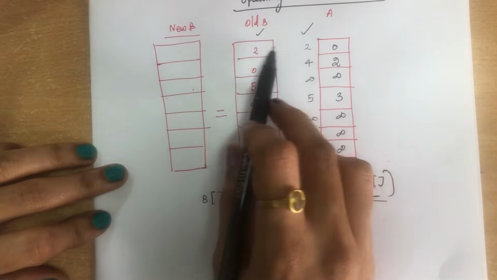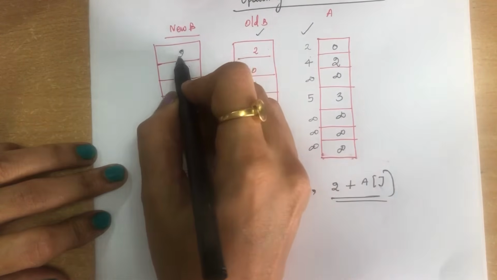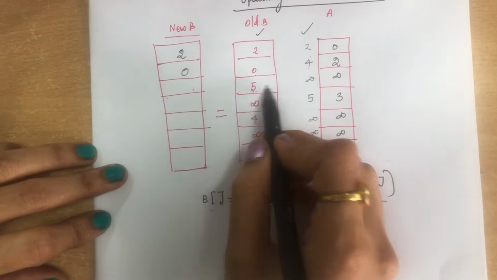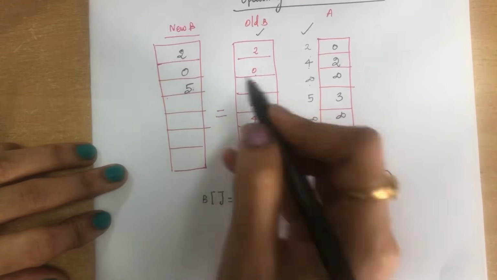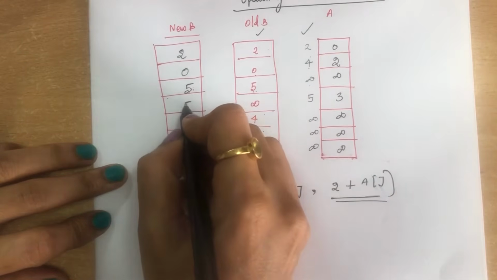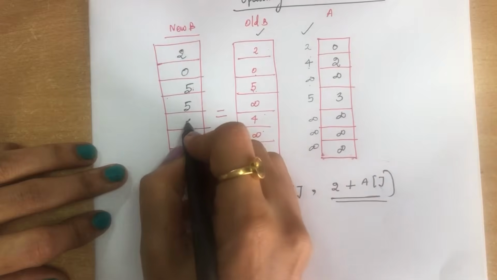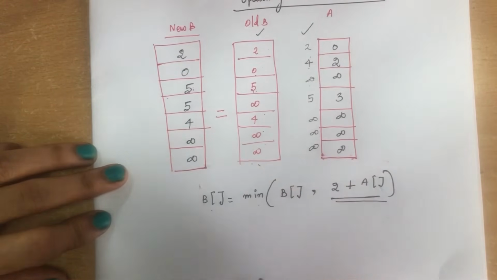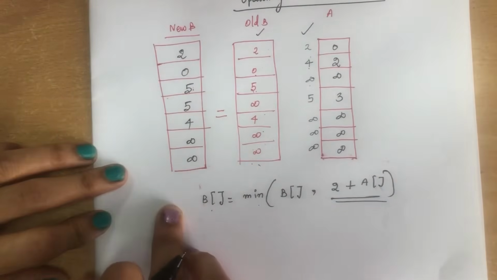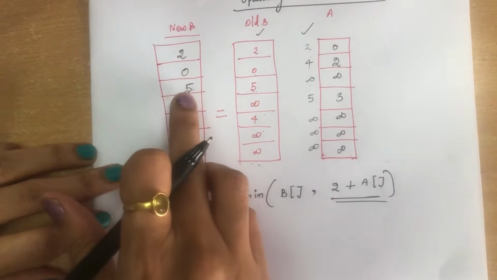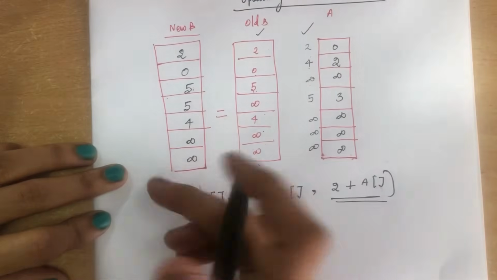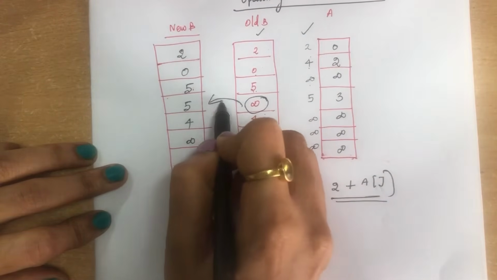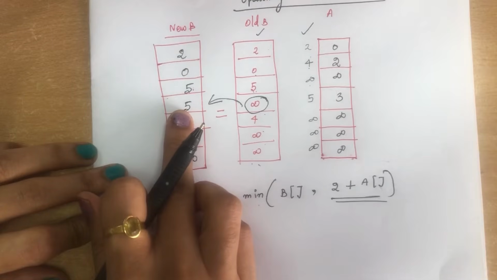Which is the minimum value here? 2 and 2, it is 2. When you compare 0 and 4, the minimum is 0. 5 and infinity, the minimum is 5. When you compare infinity and 5, the minimum is 5. 4 and infinity, it is 4. Infinity and infinity, it is infinity. And here also infinity. So this is your new distance vector: 2, 0, 5, 5, 4, infinity, infinity. What happens here is that the infinity value has been updated by a new distance value, 5.